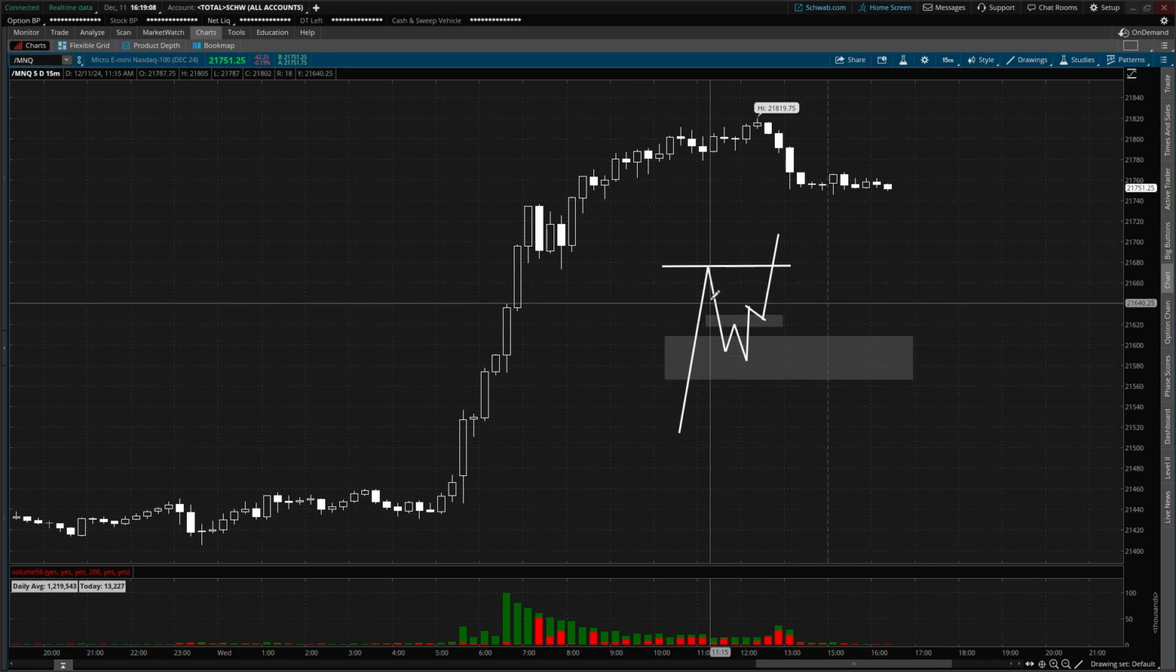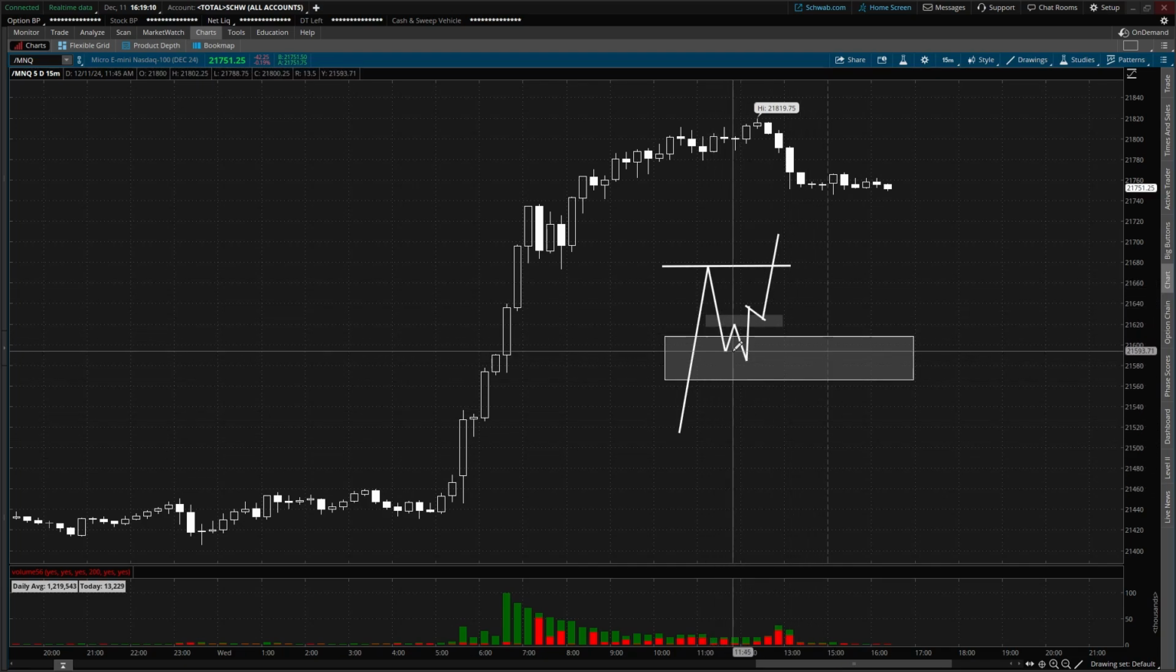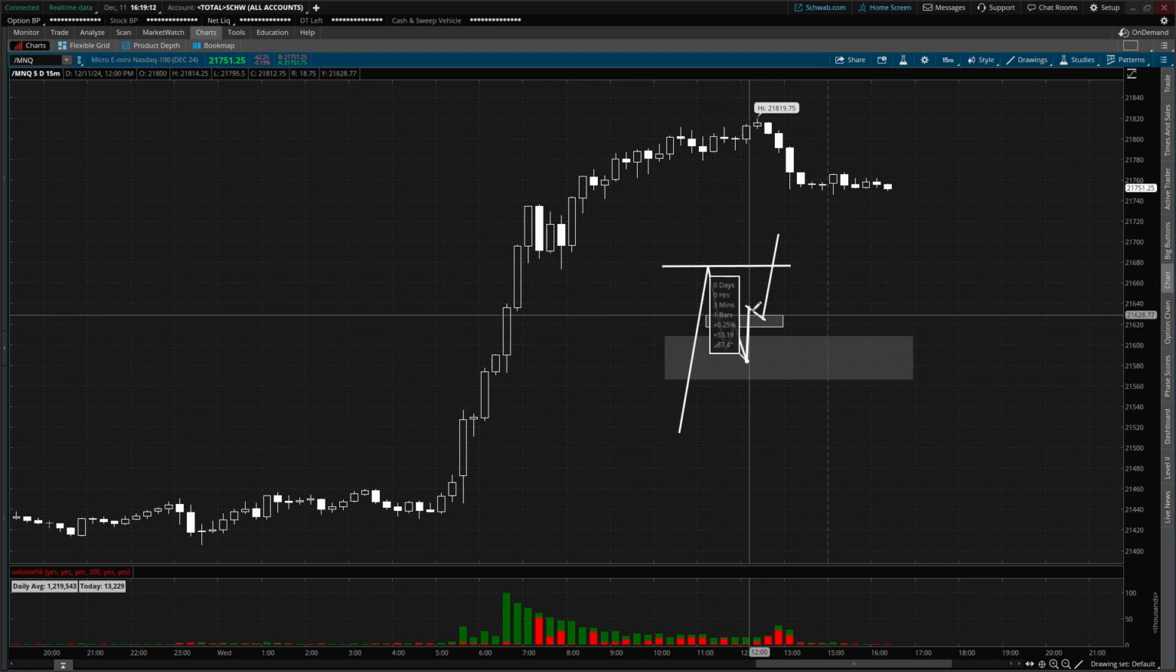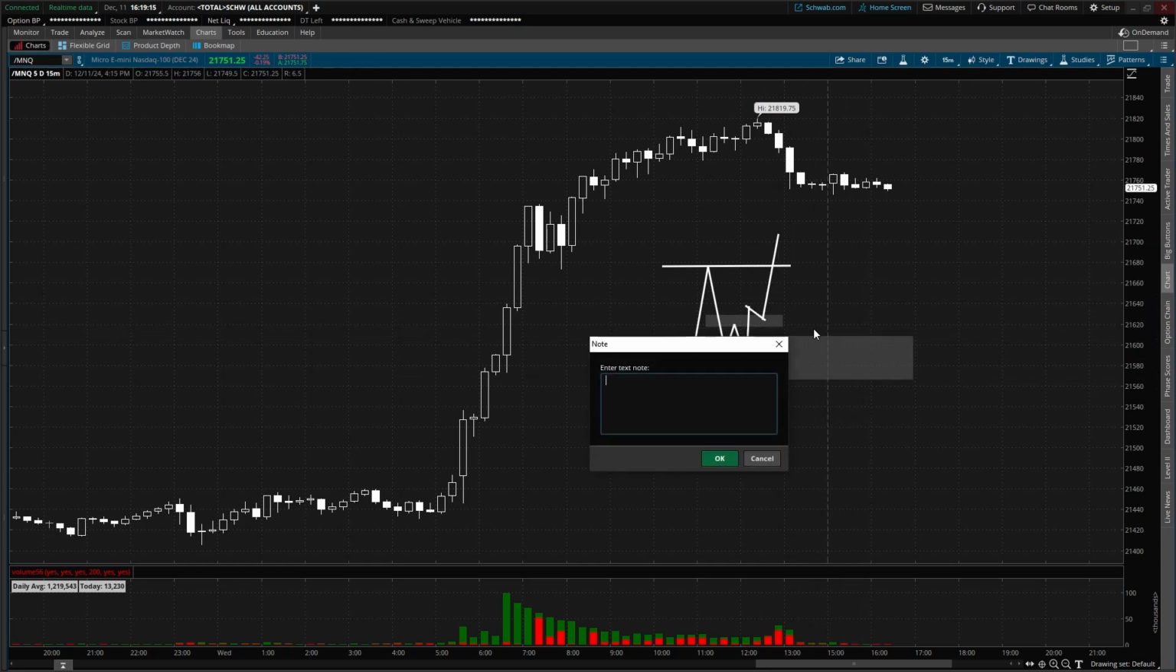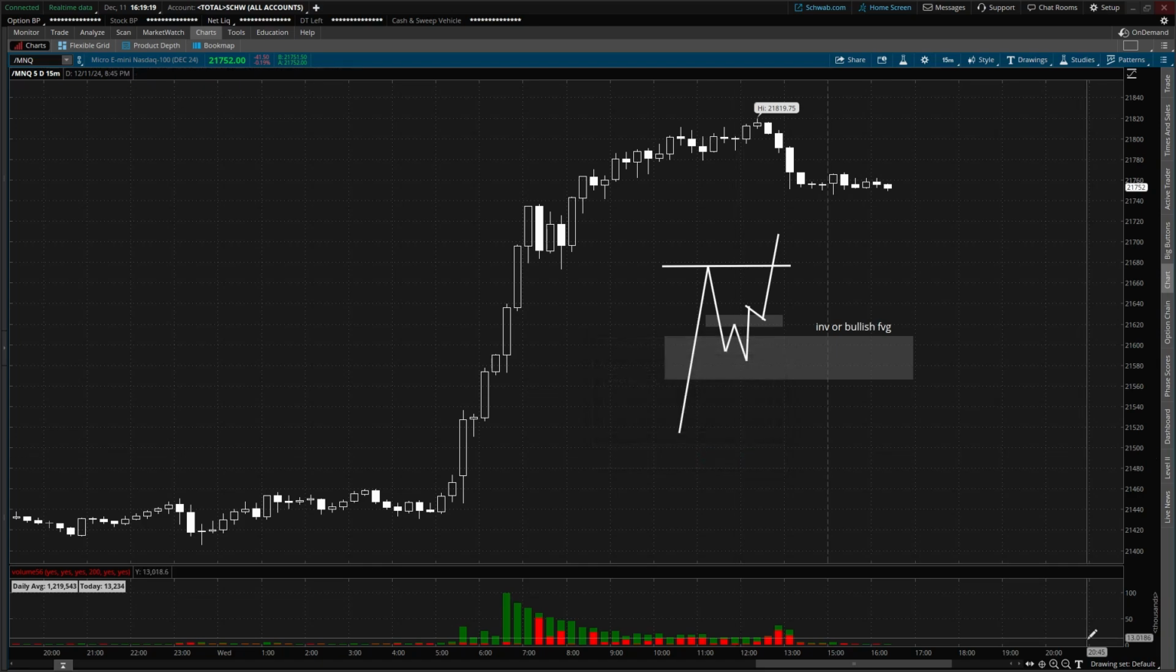We're looking for the market to reprice, respect a higher time frame imbalance, and then look for a point of entry from there, either looking for an inverse or a bullish fair value gap. Boom. That is what we look for in the market.